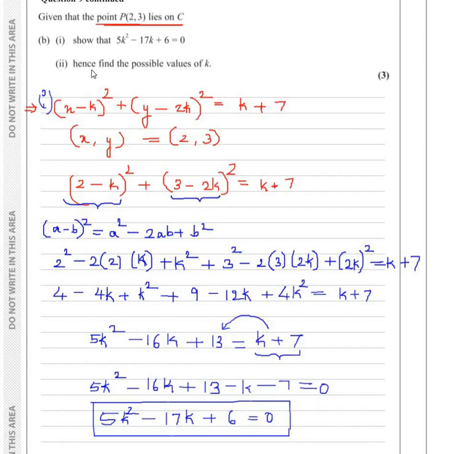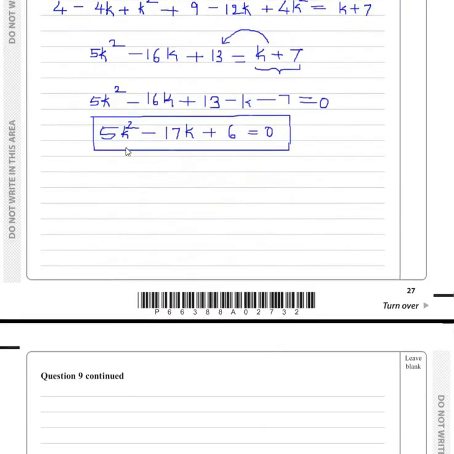Now the second part of the question is asking us to find all the possible values of k. That means we have to just solve this quadratic equation using any of the methods you have learned, like splitting the middle term or the quadratic formula, and you have to get the values of k. I will be using splitting the middle term here.